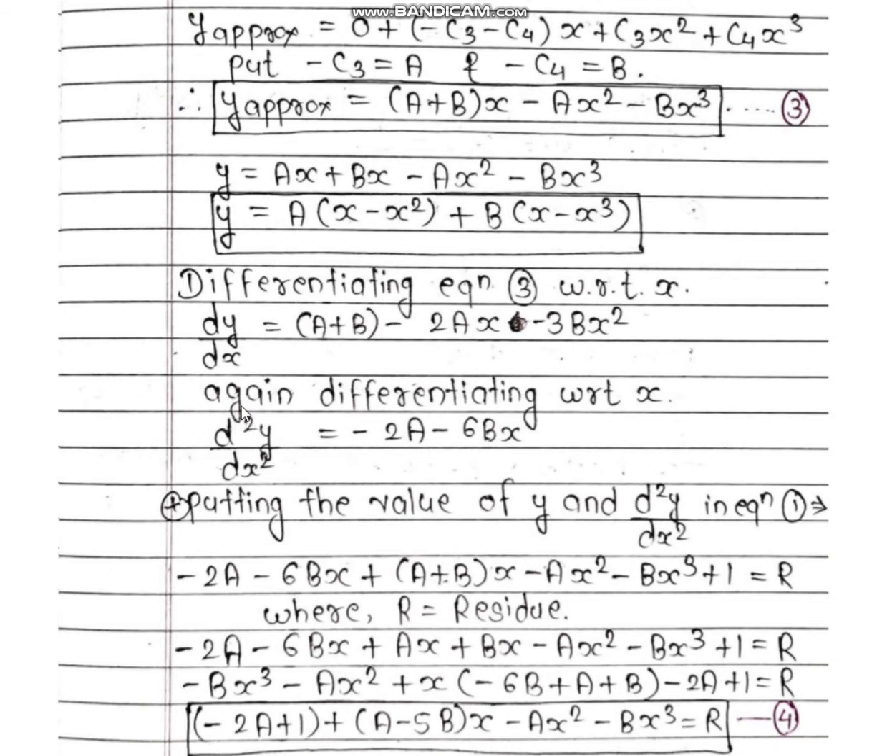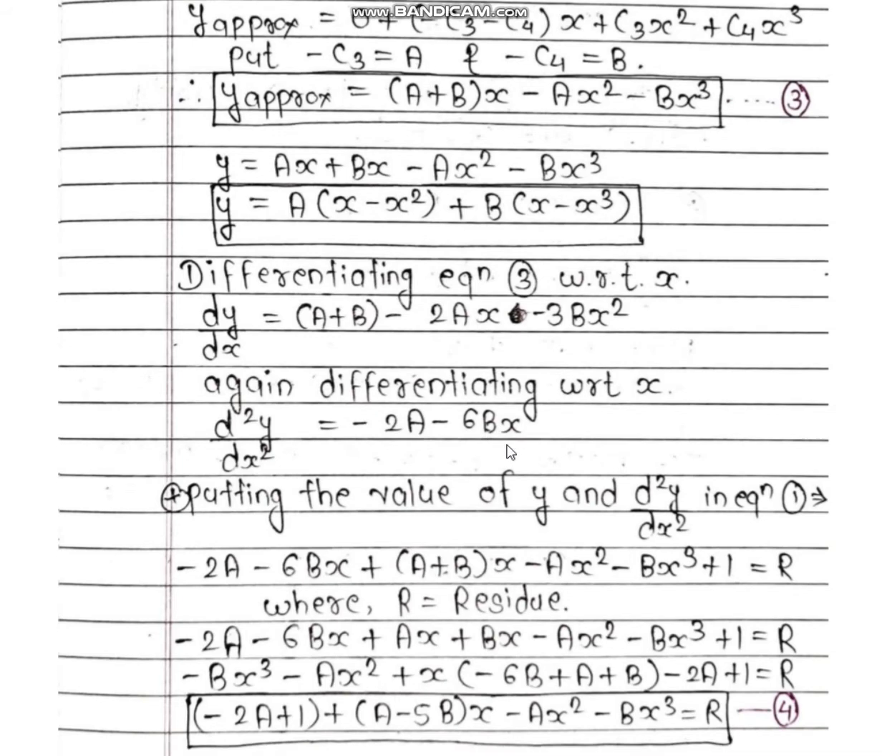So again we have to differentiate the above equation with respect to x. So differentiation of dy by dx will be d2y by dx square. As a plus b is constant, its differentiation will be 0, so we will not write it here. The differentiation of minus 2ax will be minus 2a, and the differentiation of minus 3bx square will be minus 6bx.